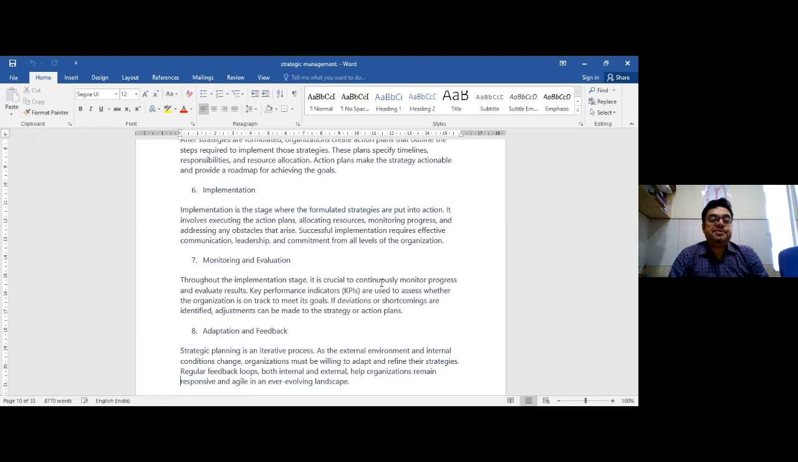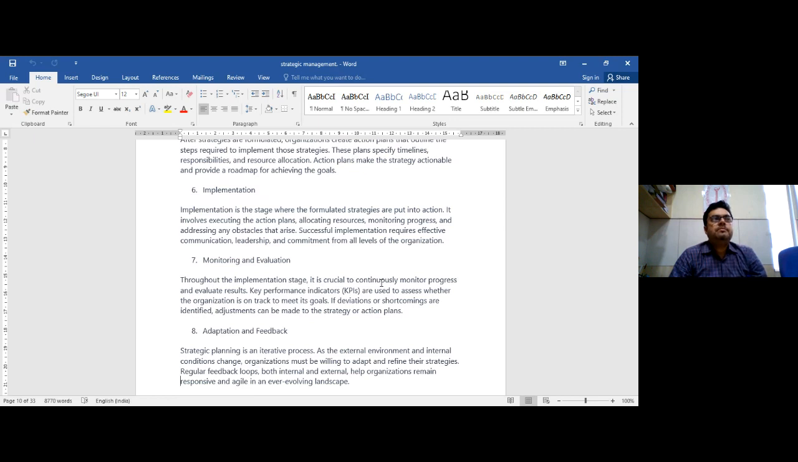Number 7 is the next step, monitoring and evaluation. So once a certain strategy is selected, it is essential to monitor the strategy so that the actual results of the same can be evaluated in the context of the desired objectives that it seeks to achieve.